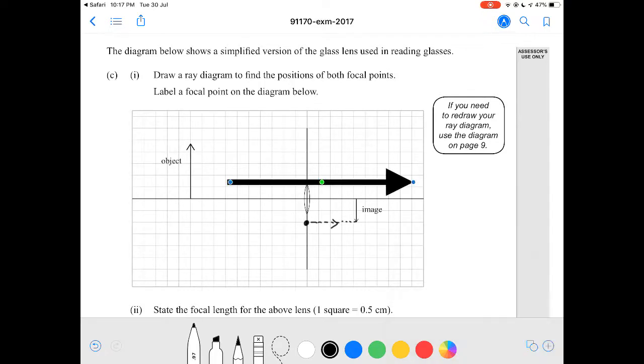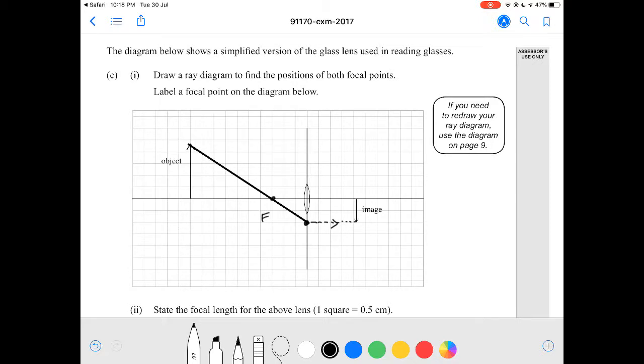Therefore our ray will pass directly through the focal point and refract parallel to the horizontal axis, and therefore it's going to head towards the image. The point that cuts the horizontal axis is where our focal point is. So our focal point will actually be here.